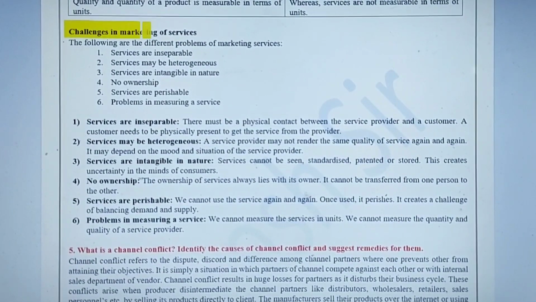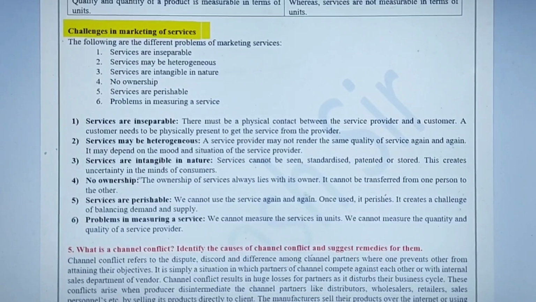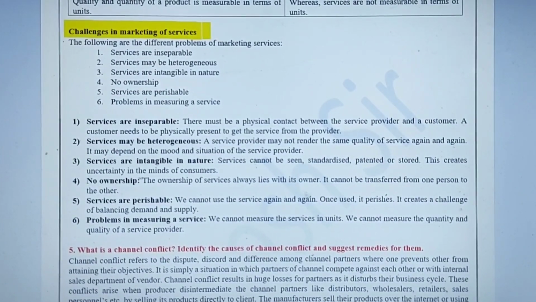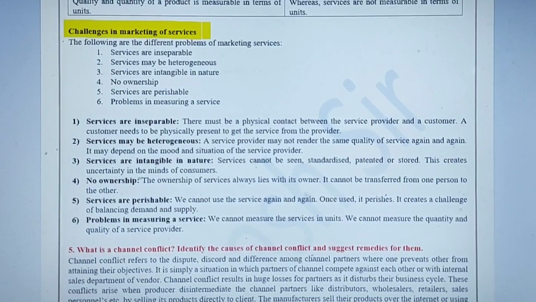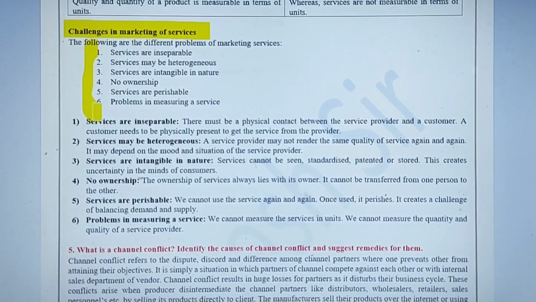Basically, as we know, services are intangible, we cannot see them. That creates a problem, because goods are tangible, we can see them, we can touch them, but services are intangible. So it's very difficult to market things which you can't see. So these are the basic problems faced by the service sectors.